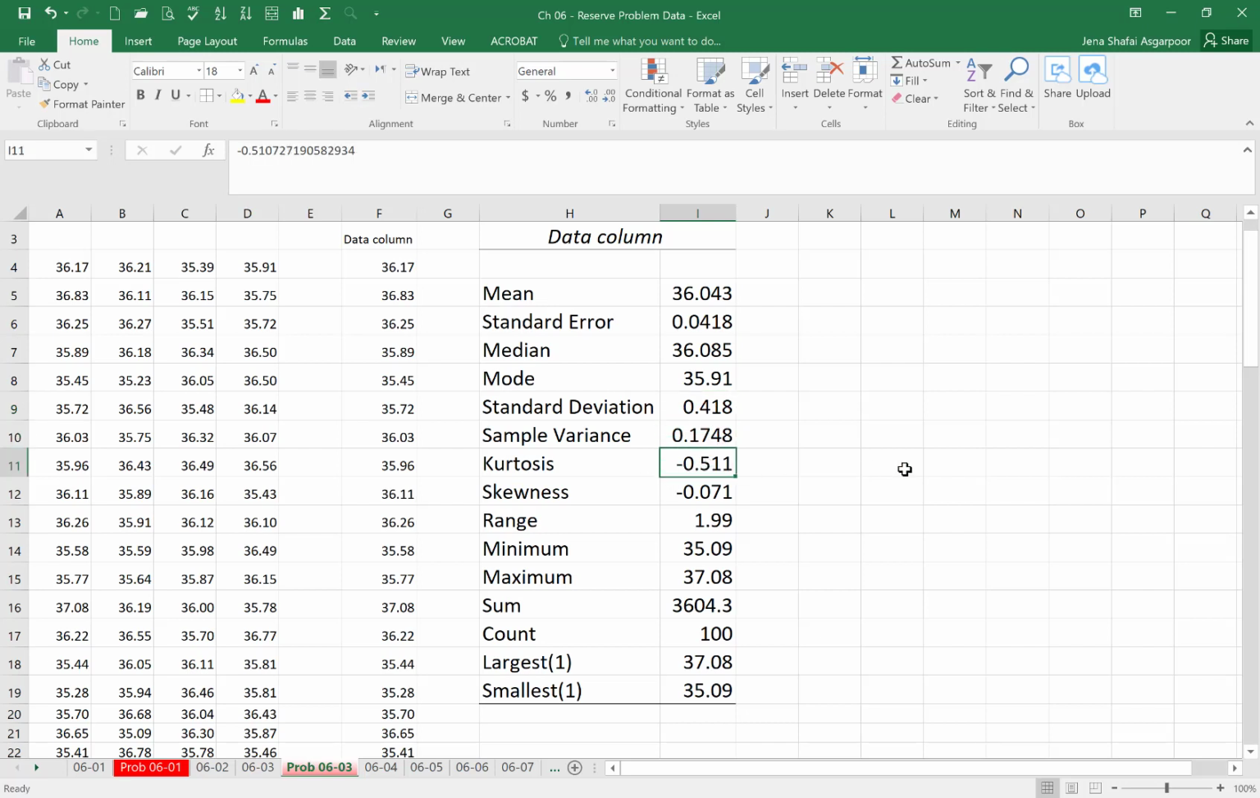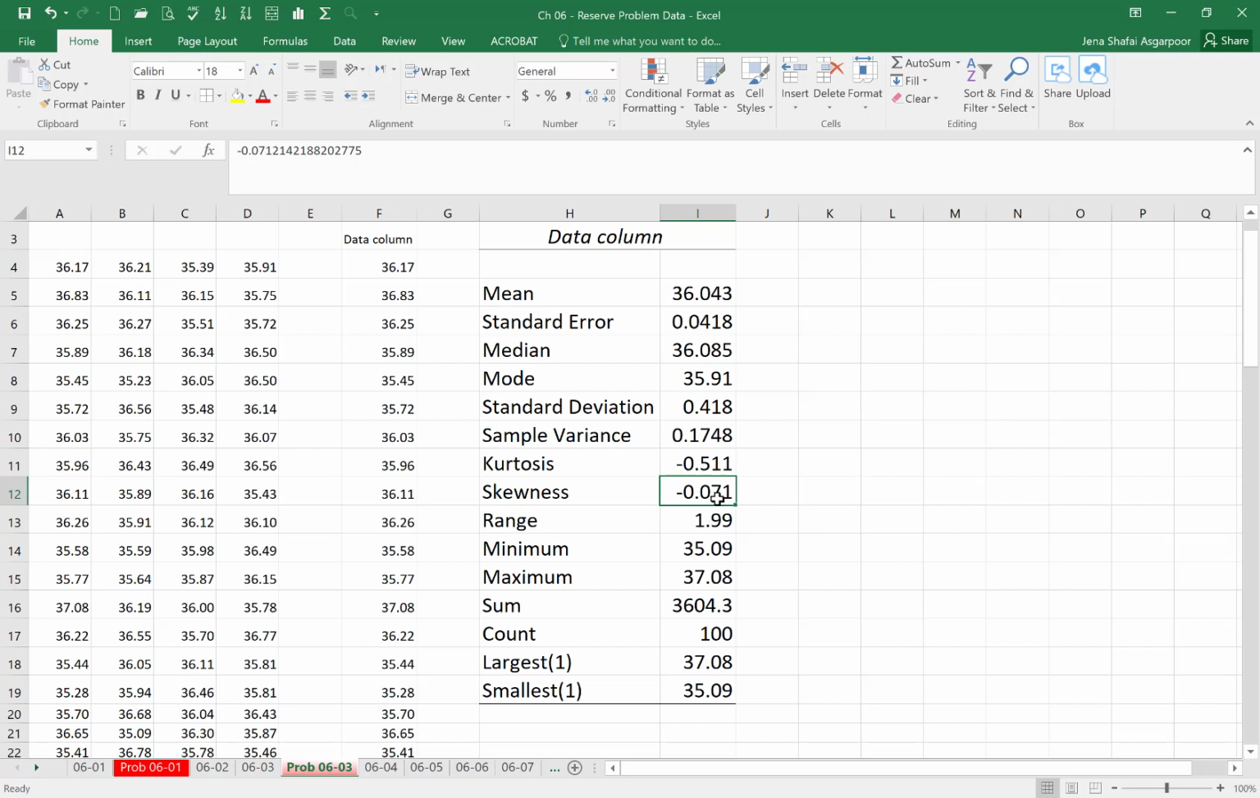Kurtosis is negative but very small in value, and that means that the tails are not very heavy, meaning that it doesn't have too much tail. The distribution is light in terms of having tails. So that means that the majority of the distribution is in the center of it, not in the tails of it.